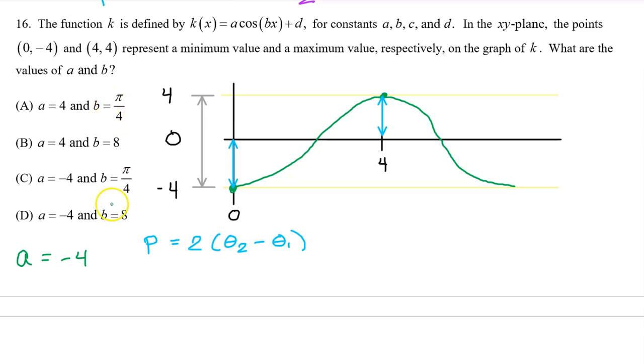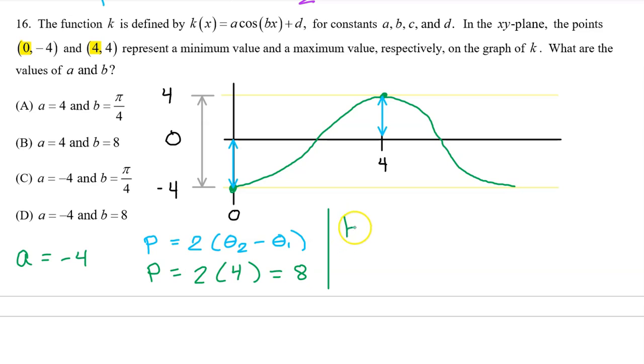Now we need to find the b value, but in order to find the b value, we need the period. The period will always be double the horizontal distance between consecutive max and min. So the period will be 2 times theta 2 minus theta 1, where theta 2 and theta 1 are the input values of consecutive max and min. So in this case, the period will be 2 times 4 minus 0. 4 minus 0 is just 4, and 2 times 4 is 8. So that is the period.